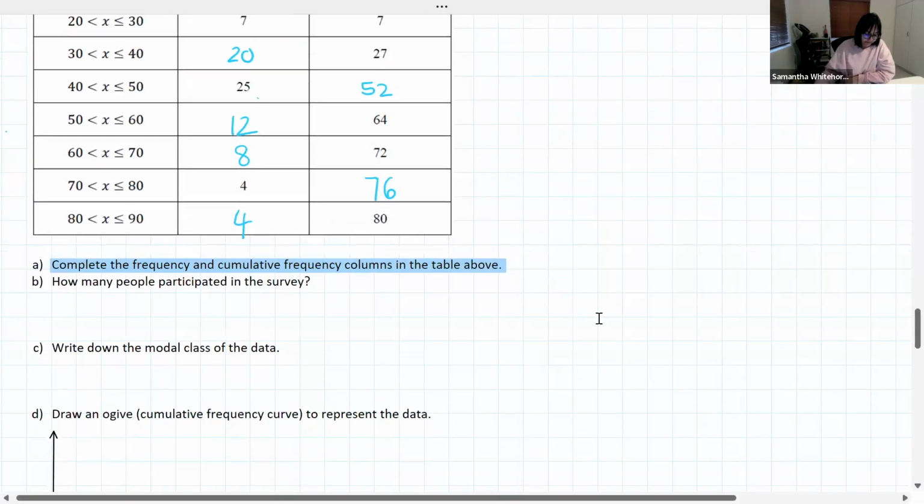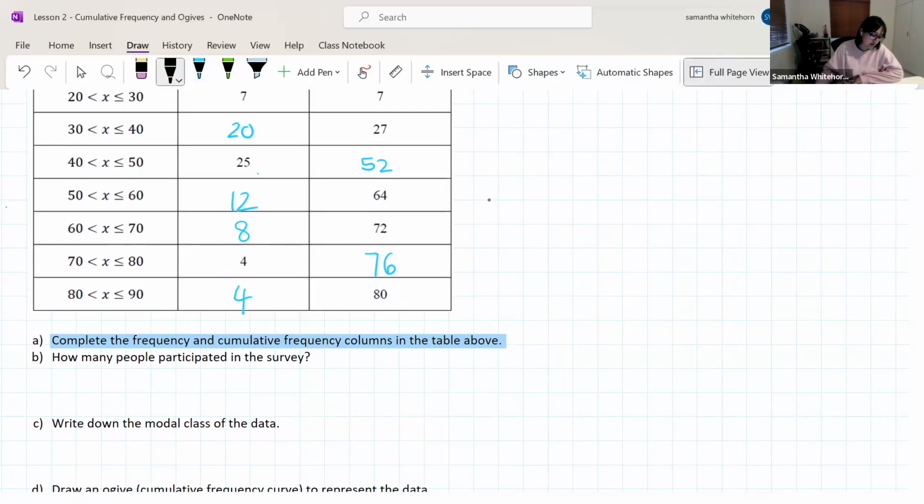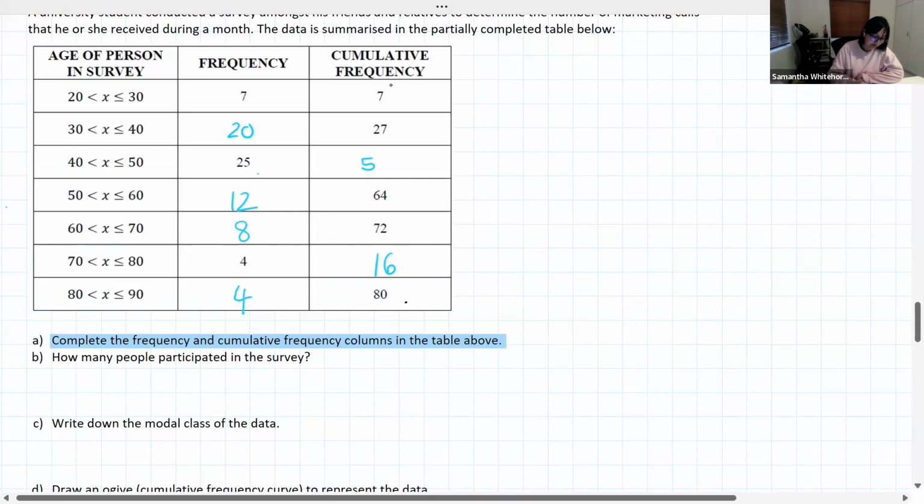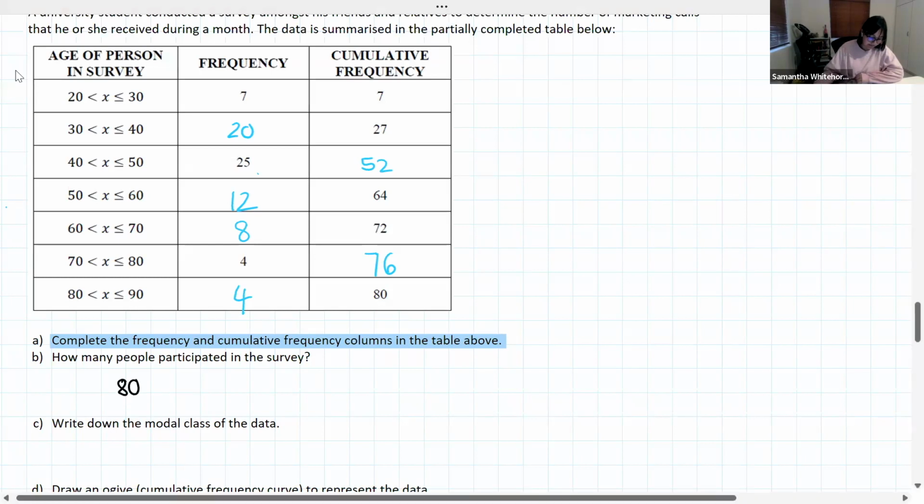Okie dokes. We then asked how many people participated in this survey. So what is the total number of people that participated in the survey? Who can tell me? Nice. So remember, I have just given it away, the last value for your cumulative frequency, and whatever the total of your frequency column is, that is your total. And so in this case, there were 80 people who participated in the survey.